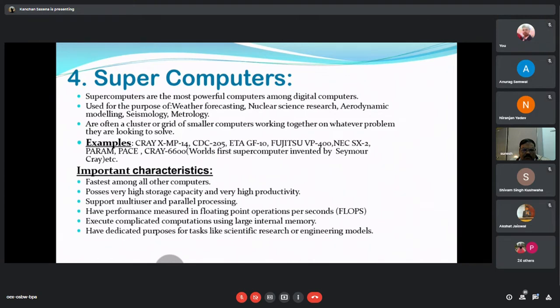and the important characteristics of supercomputers are they are fastest among all other computers. They possess very high storage capacity and high productivity. They support multi-users and parallel processing. They have performance measured in floating point operations per second. They execute complicated computations using large memory. They have dedicated purpose for tasks like scientific research or engineering models.